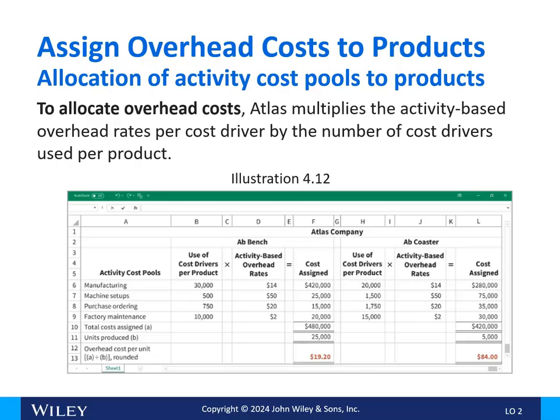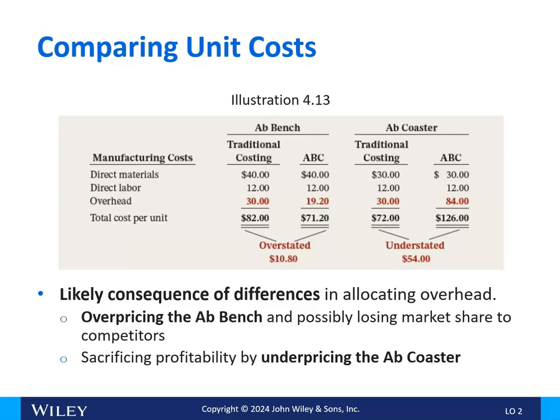Now we'll compare the traditional costing method to the ABC costing and see those differences. On the left is the ab bench. Direct materials and direct labor are the same. We haven't changed that under ABC. We're just changing how overhead is allocated.